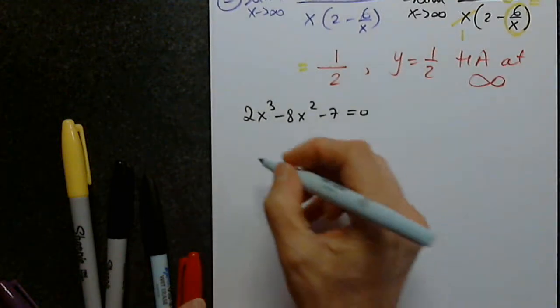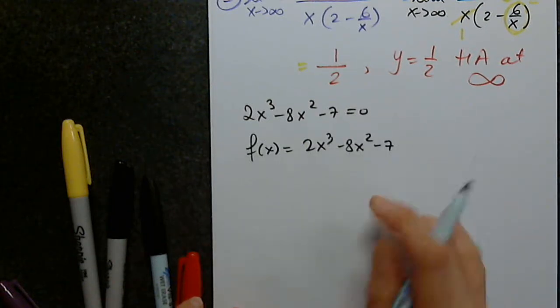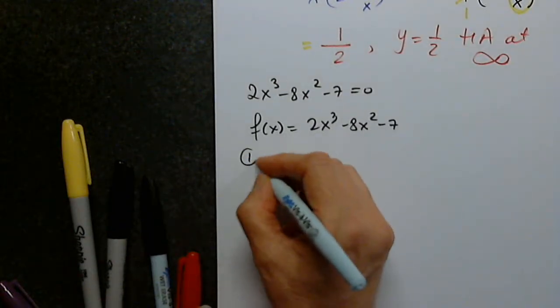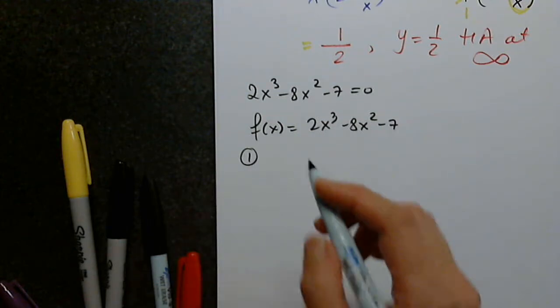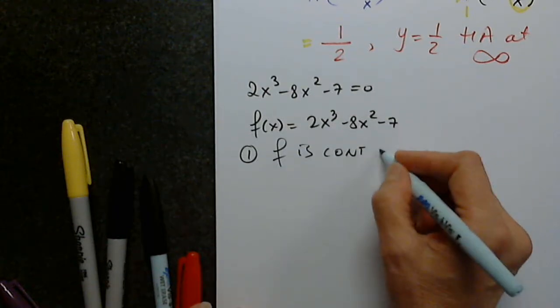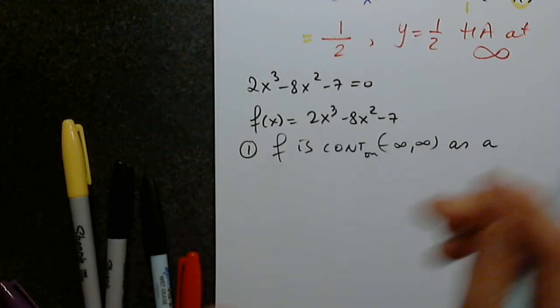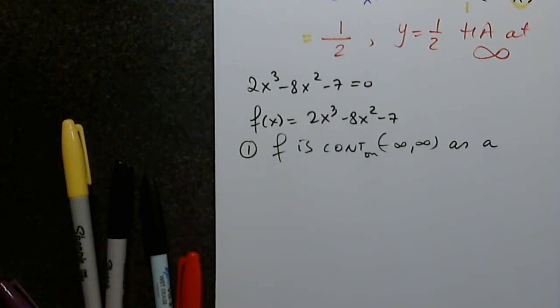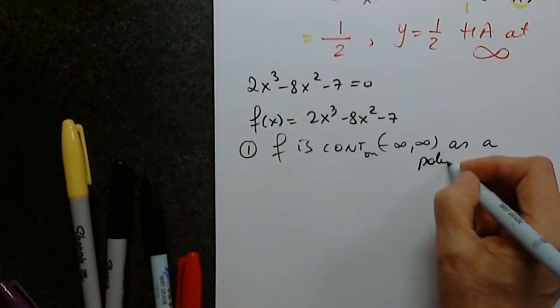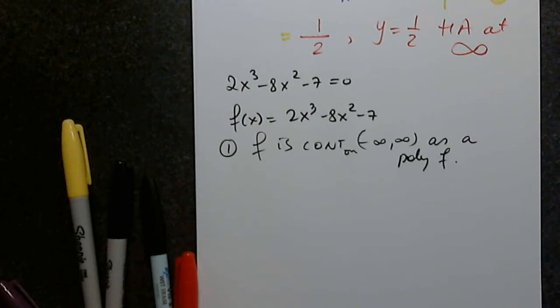Okay, so I have a function, which is 2x cubed minus 8x squared minus 7. The first hypothesis, which is extremely important, is that the function is continuous everywhere. You can put negative infinity to infinity. Why is it continuous everywhere? I have to explain why. It's a polynomial function. Very good. We have to write that down so we specify why.